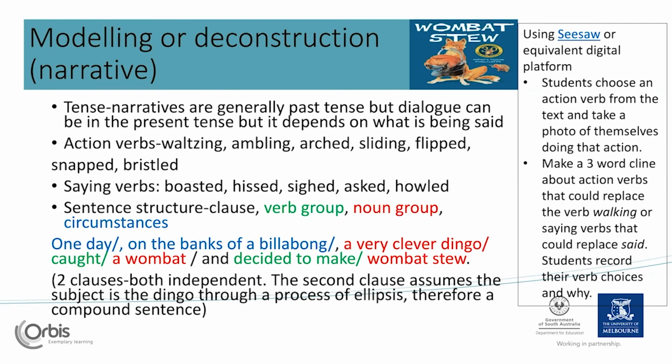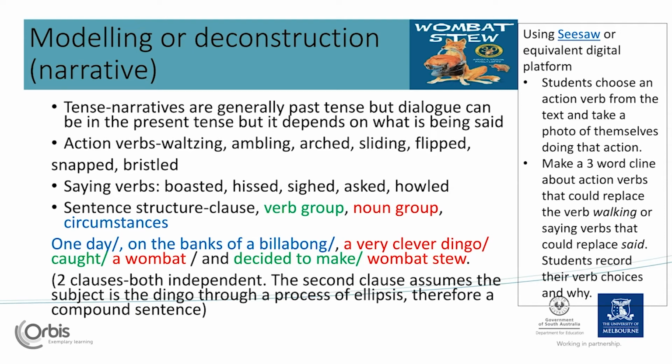Here are some language features that could be deconstructed in Wombat Stew to support the writing of a narrative. Examples of action verbs and saying verbs could be identified and examined. Word clines could be made with students. Word clines are a list of synonyms for a given word, such as said or walked. When using with students, you could ask them to order the synonyms from the weakest similarity to the strongest, or from one extreme to another, for example, synonyms that would range from walking to running.